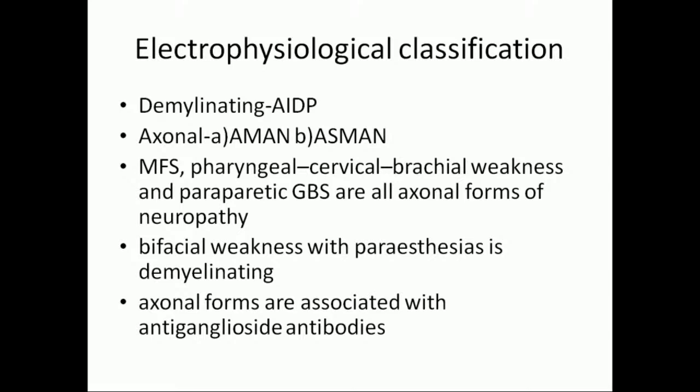Now the Miller-Fisher variant, pharyngeal-cervical-brachial weakness and paraparetic GBS are axonal forms of neuropathy, while bifacial weakness with paresthesia is demyelinating.